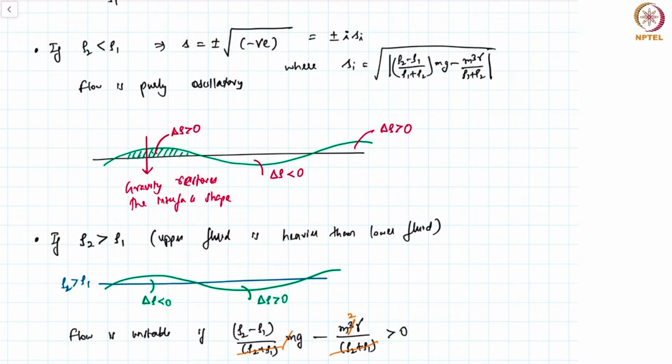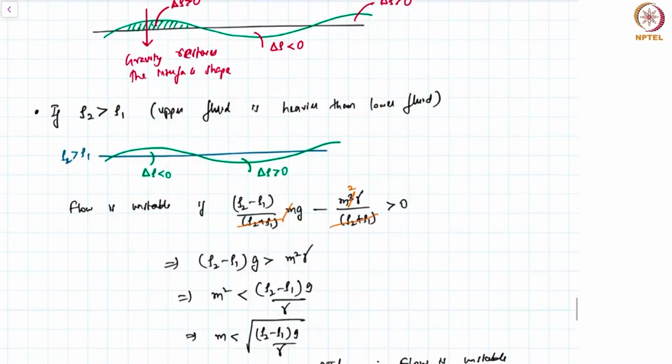But in the other case where rho2 is less than rho1, meaning the upper fluid is lighter, perturbations actually increase the energy of the system, and therefore a flat interface is more favorable.